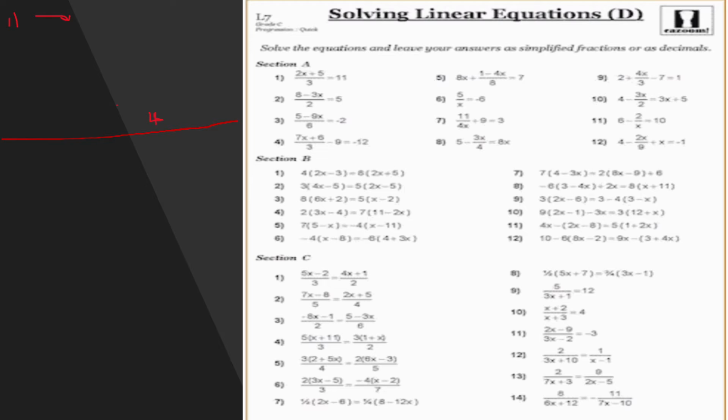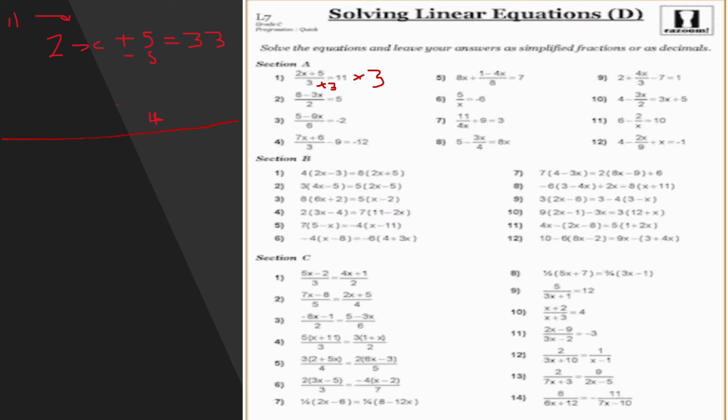I think I've actually done it here, so it should appear. What I did was I multiplied 3 on both sides. I've got 2x plus 5 all divided by 3 equals 11. So step 1, I multiplied both sides by 3 to balance it, to get rid of the fraction on the left hand side. Then I got 2x plus 5 is equal to 11 times 3, which is 33.